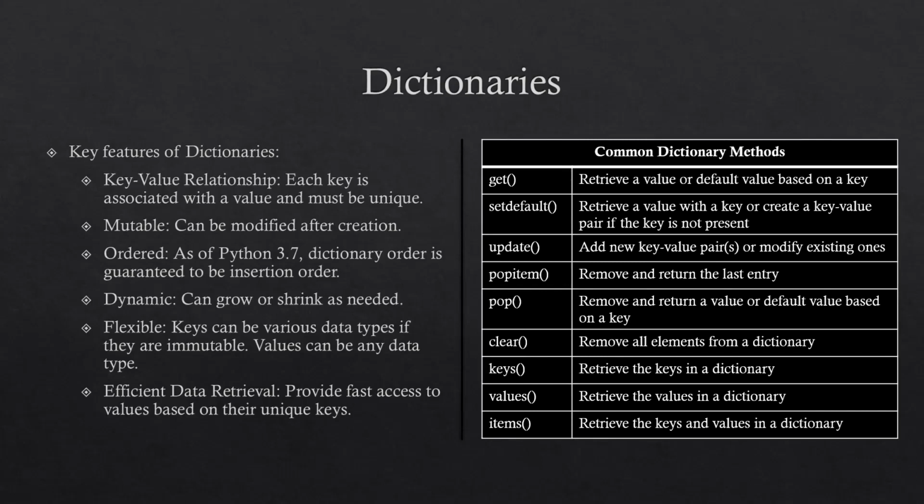In this video, I'm going to introduce you to dictionaries and how to create them. A dictionary is a mutable and ordered collection of key value pairs. It is a versatile data structure that allows you to store and retrieve data based on unique keys.